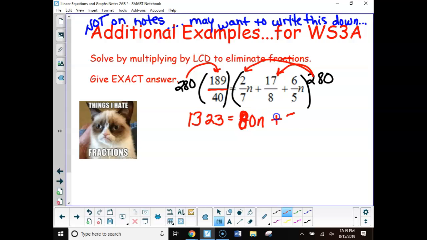$5.95, anybody? That one didn't have an n either. This first one did up here. Don't lose the n. And then 6 times 280 divided by 5, or 280 times 6 divided by 5. Doesn't matter. 280 times 6 divided by 5. I got 336, I think.